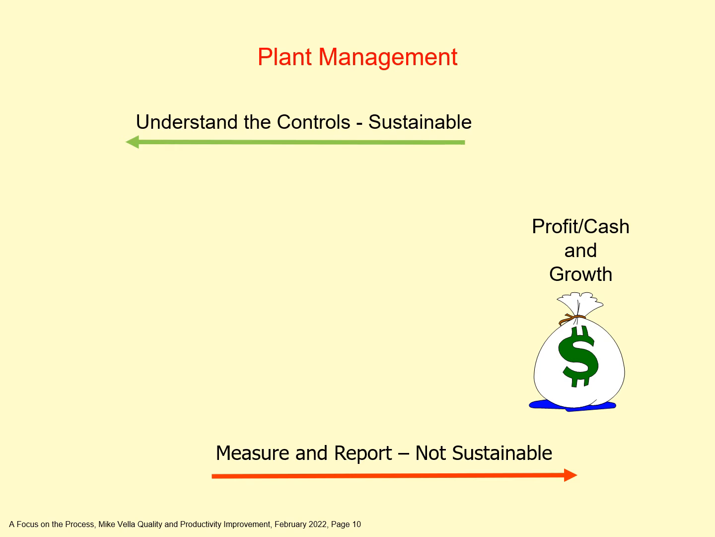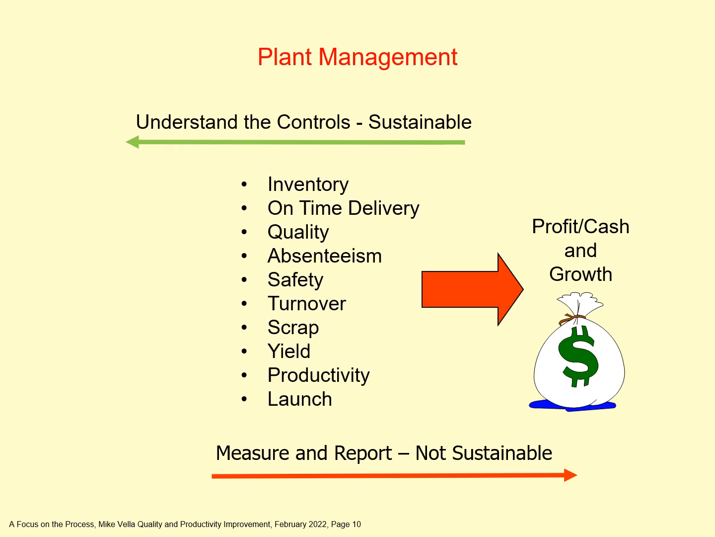So let's consider plant management. Plant managers have a process too. Their objective is to maximize profit and cash in their factory and have a business that runs so well that it grows. Now, how do they do that? They certainly have certain controls. They want to have a control on inventory, on-time delivery, quality, absenteeism, safety, turnover, scrap, yield, productivity, launch, and more.